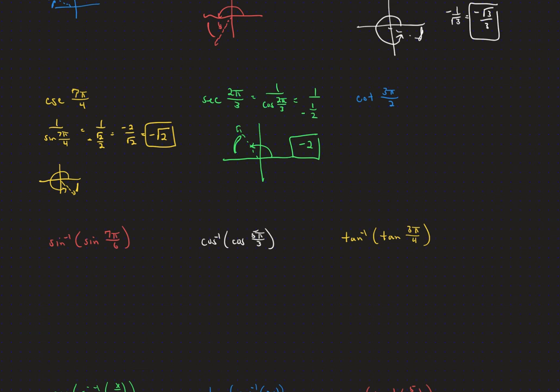A cotangent is a cosine of 3 pi over 2 over the sine of 3 pi over 2. So if we think on our unit circle, 3 pi over 2 is going to put us right on the y-axis. The coordinates of that point are 0, -1. The cosine is the x-coordinate, and the sine is the y-coordinate, and 0 divided by anything is 0.